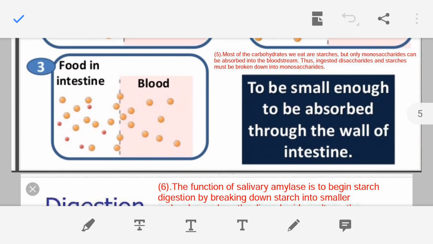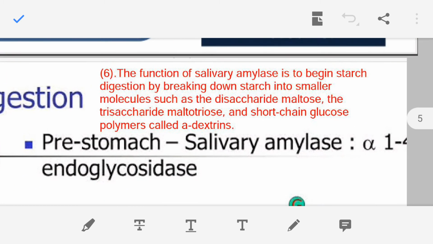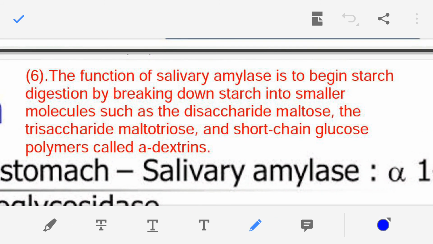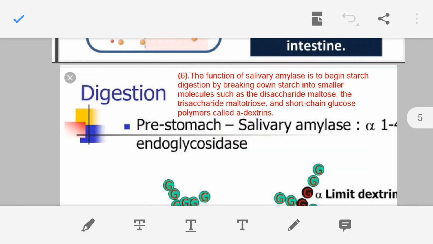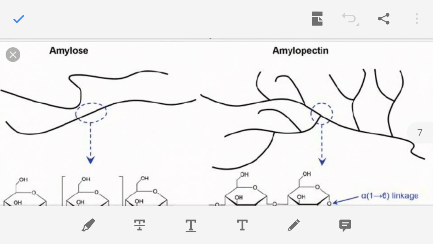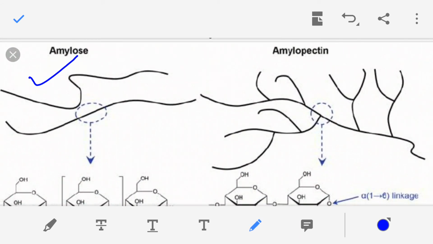Now, moving on to the sixth point of our discussion. This is the main point of our today's discussion. In our saliva, this enzyme is there, salivary amylase. And in the food that we have ingested, we know the main carbohydrate is the starch. Starch is a polysaccharide, and starch is made up of two things. Starch is made up of amylose, and along with the amylose, amylopectin is also present.